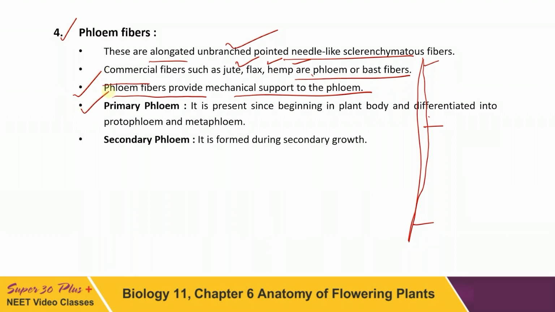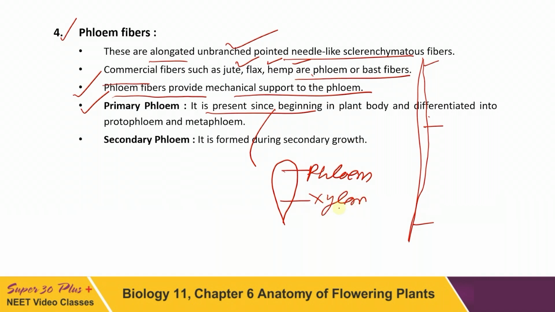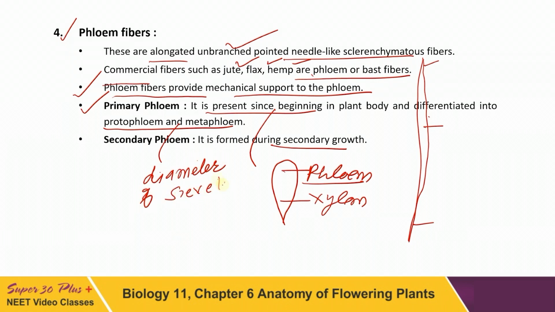Primary phloem, as usual, is present since the beginning. Since the beginning means this is the vascular bundle here, this is the phloem which is present since the beginning, and here this one is the xylem, that is primary xylem, primary phloem. Secondary phloem will be formed at the time of secondary growth. We can divide phloem in the same way into protophloem and metaphloem, depending upon the diameter of the sieve tube. As I told you in xylem also, if the diameter is less, it is protophloem, and if it is of larger diameter it will be called metaphloem.